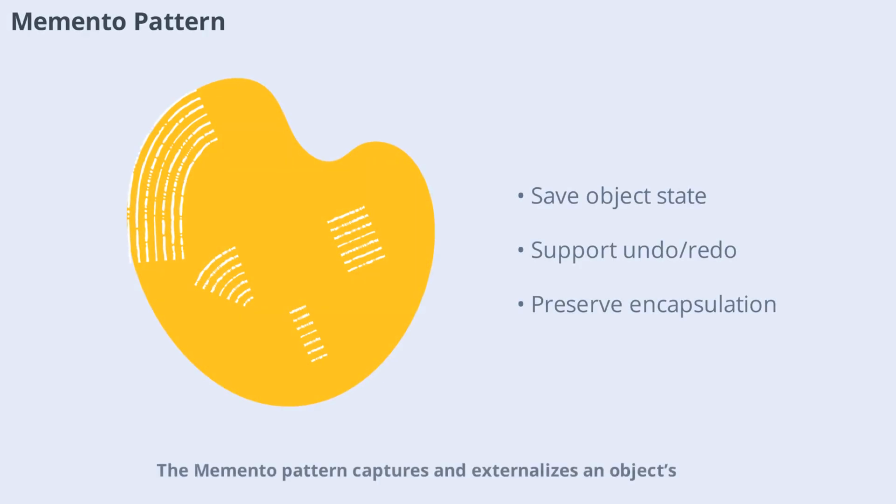The memento pattern captures and externalizes an object's internal state so it can be restored later, without violating encapsulation. In Java, this is useful for implementing undo-redo functionality or saving and restoring object states. It helps you manage state history without exposing the details of the object's implementation.